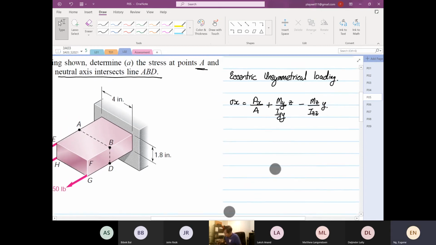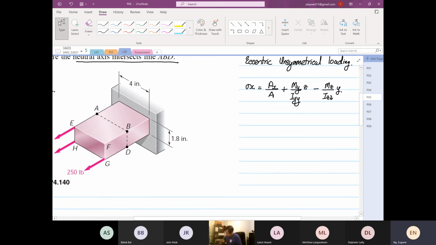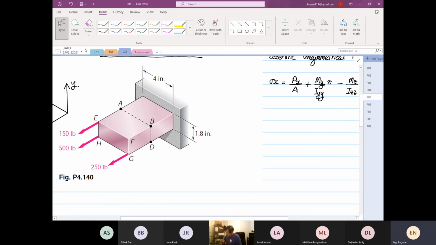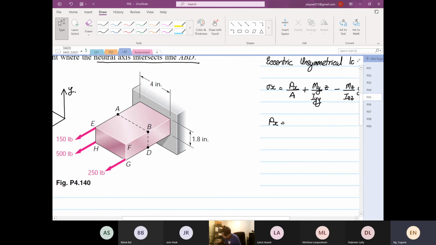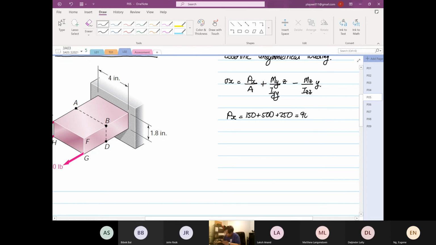So the first thing we have to find is our Px. Our Px, they are all in tensile. You can see that 150 is pulling away from the block, 500 is pulling away, 250 is pulling away. So Px is equal to 150 plus 500 plus 250. So it's 900 pounds. Do it again: 150 plus 500 plus 250, 900 pounds.